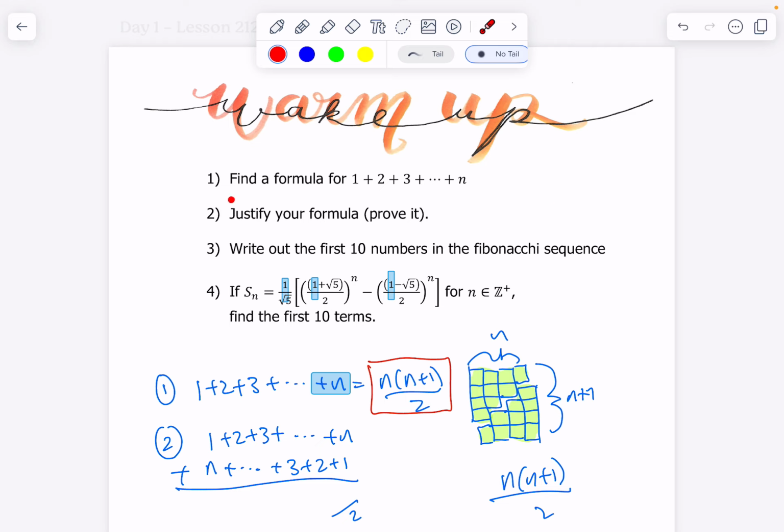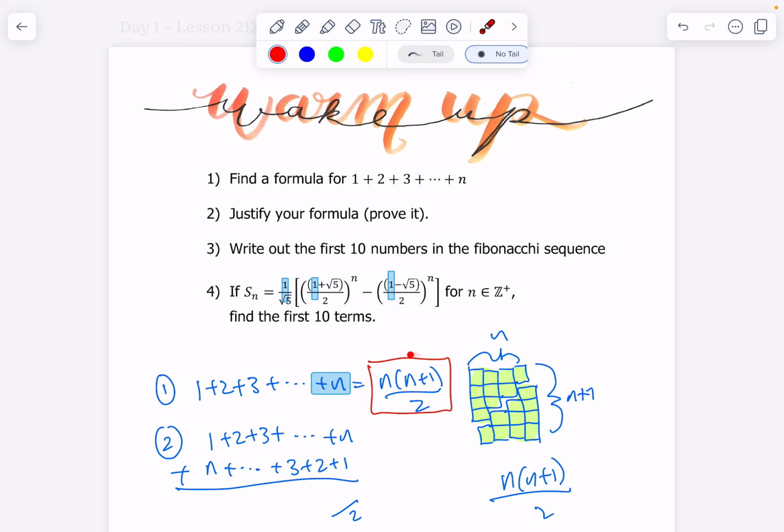Here we go. So there's a warm up here. It would be good if you paused this video and tried this problem and ignored what was written down below. So pause now and try it for yourself if you want the full classroom experience. Okay, here we go. Problem number one. You're supposed to find a formula for this. It is 1 plus 2 plus 3 all the way up to n.